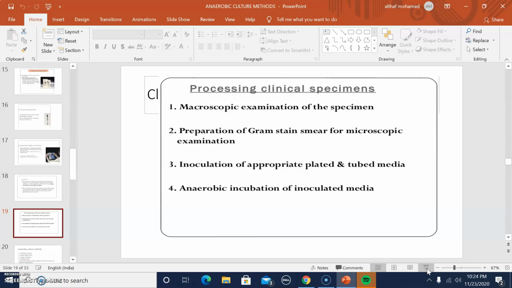Next is the processing of the specimen. That is macroscopic examination of the specimen, preparation of a Gram stain smear for microscopic examination, inoculation of appropriate plated and tubed media, and then anaerobic incubation of the inoculated media. So these are the different steps in processing clinical specimens suspected of anaerobic infections.